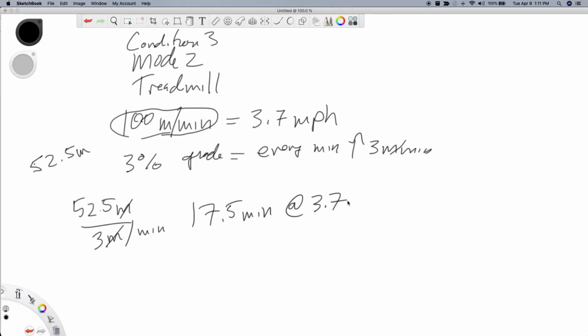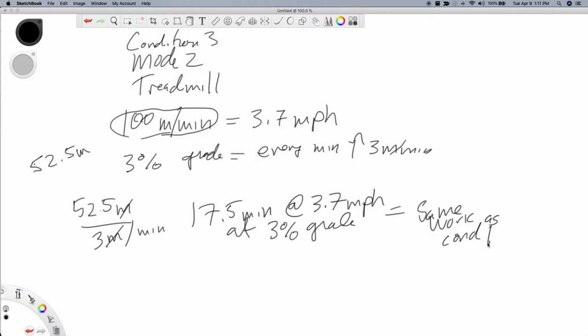the same work as condition 1. Now again, I'm throwing a lot of numbers at you and some calculations, but if you slow this down, kind of write all this out, it should make sense. Because basically what you're doing is you're saying, all right, instead of climbing 52.5 meters by going up a bench step, I'm going to climb 52.5 meters by walking on a treadmill at a 3% grade. At 100 meters per minute, it's going to take me 17 and a half minutes to do that, right?